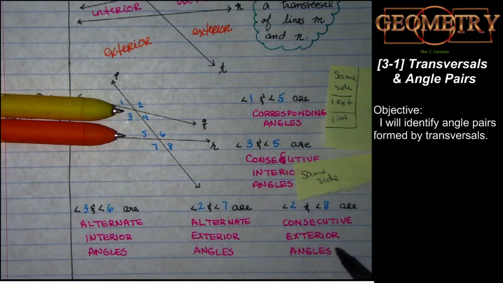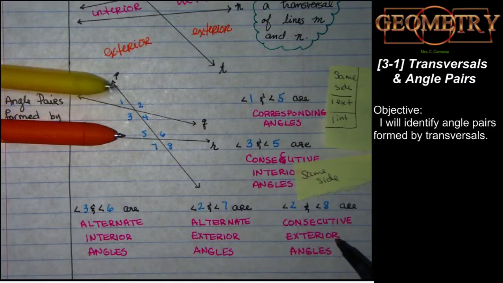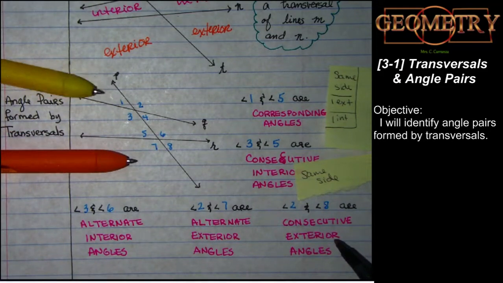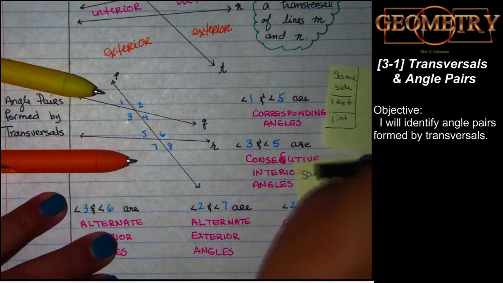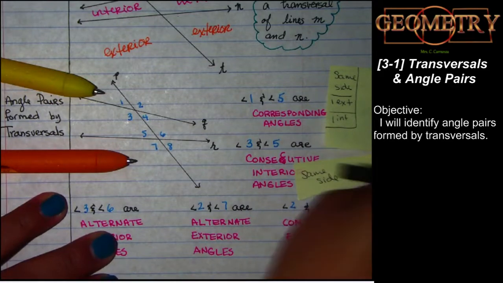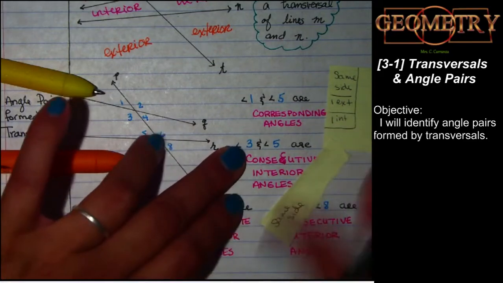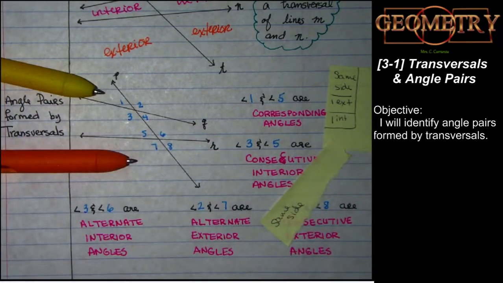Looking at consecutive exterior, where do you think those are going to be? On the outside. And they're going to be on the same side of the transversal or different sides of the transversal? The same side, because again, that word consecutive is meaning same side. So you can add this kind of same note to yourself. All the consecutives mean same side. One group is interior, one group is exterior.